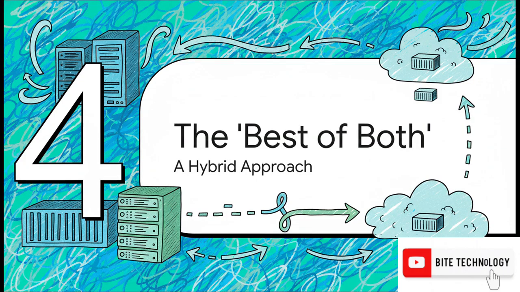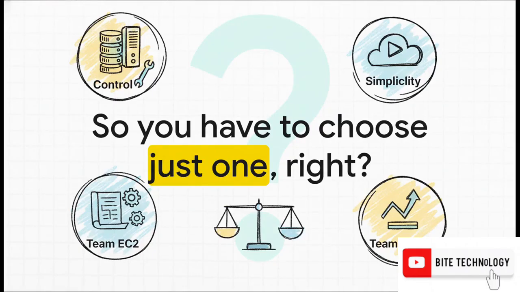Okay, so up until now, we've kind of been framing this as an either-or battle, EKS versus Fargate. But what if I told you that's the wrong way to think about it? What if the real pro move isn't to choose one, but to use both? So you gotta pick a side, right? Are you on team control with EC2 or team simplicity with Fargate? You have to choose your fighter in this epic showdown.